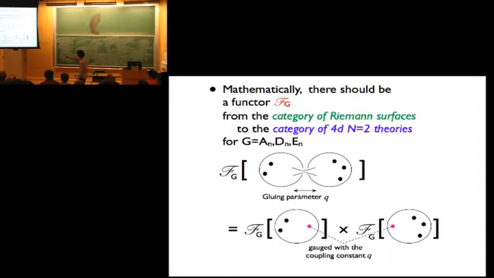4D N equals 2 theory obtained by applying this functor F_G to this almost pinching Riemann surface. And what Davide pointed out was that if this connecting tube between the 2 Riemann surfaces is very thin and long, then this N equals 2 theory in 4 dimensions can be represented as a coupled theory constructed from the 4D theory associated to this side of the Riemann surface times the 4D theory associated to this side of the Riemann surface, coupled together with the gauge group G. So this is how the data of the gauge group enters in the definition of the functor. And this gauge group should have the coupling constant, or the exponentiated complexified coupling constant Q.